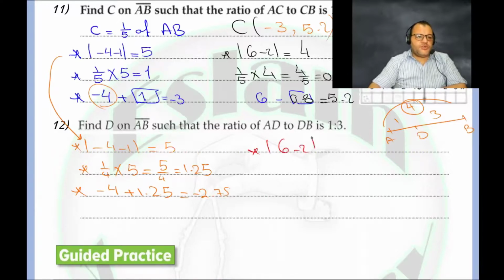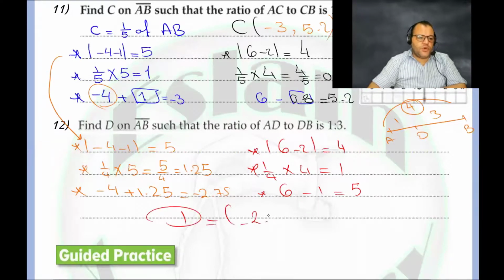We will repeat the same for y. 6 minus 2 equals 4. So it will be 1/4 times 4, which equals 1. That's the second step. So the third one will be 6 minus 1, which equals 5. So the coordinate of the point D is -2.75 and 5.